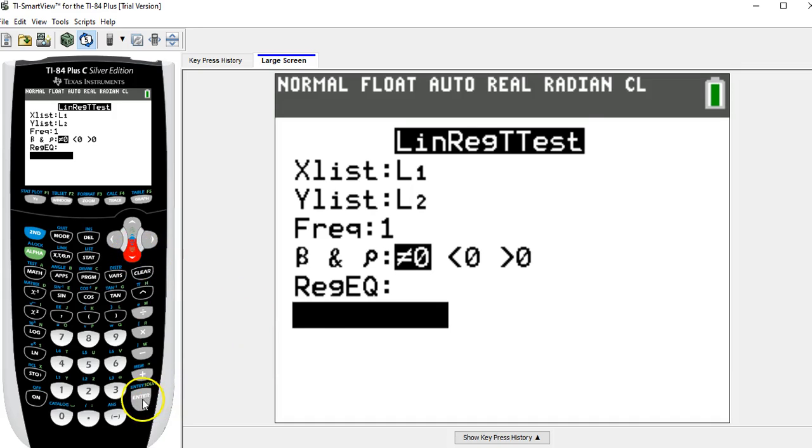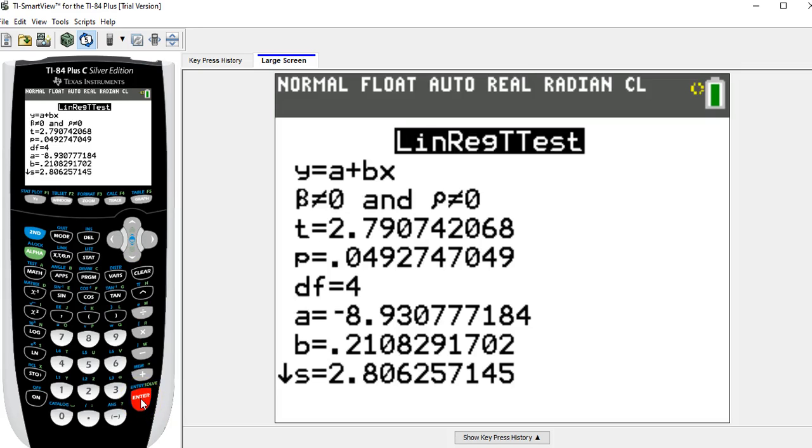And now, when I hit calculate, I'll get a bunch of numbers. Now here are the important numbers here. That T, I'm going to write these down, that's the test statistic, 2.790742068. They'll probably ask for a rounded off thing. And that P, which is the p-value, 0.04927470049.